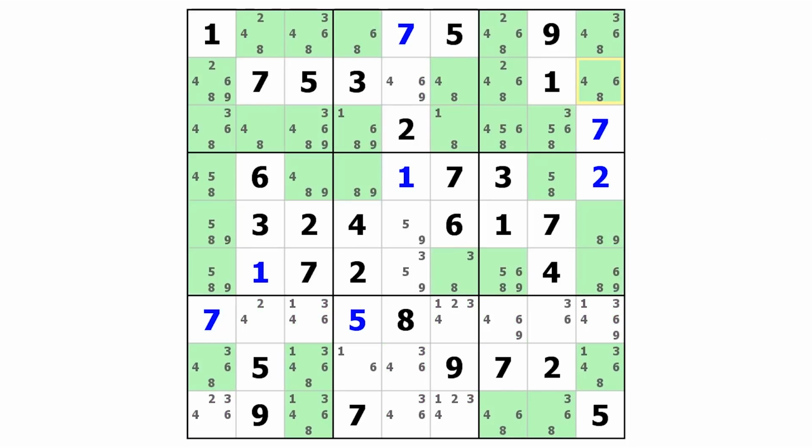And likewise, if we highlight the candidate 8s, we can see that these 2 8s are the only 2 8s in column 2, and they both lie in block 1. So one of them must be true, and these other 4 8s must be false.